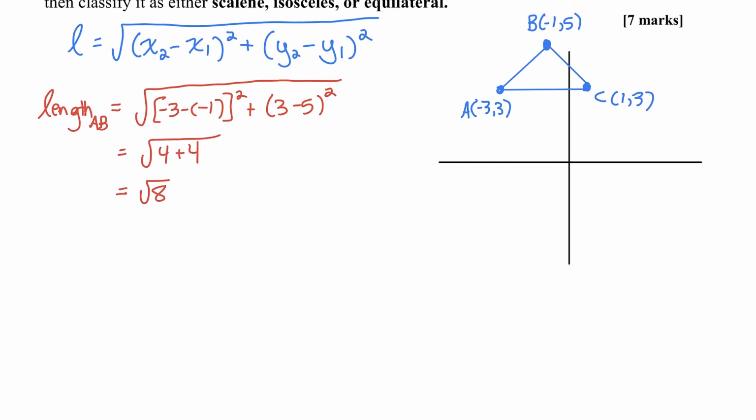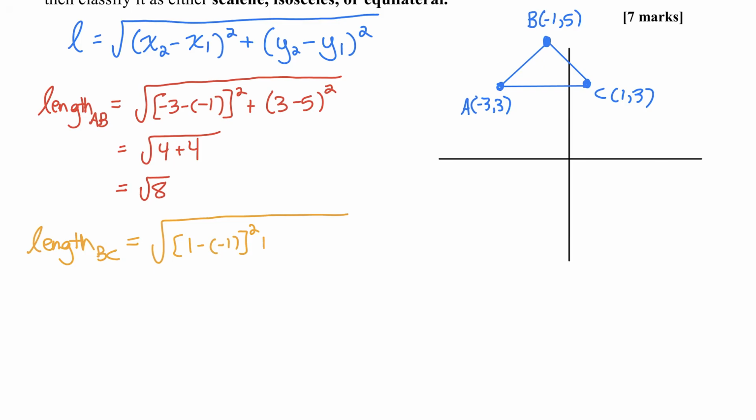I need to do this same process for the lengths of the other 2 sides. So the next side that I'll do is the side BC. I need to find the difference in the x coordinates, so 1 minus negative 1, square that, plus the difference in the y coordinates, 3 minus 5, and then square that. Underneath the square root, I've got a 2 squared plus a negative 2 squared.